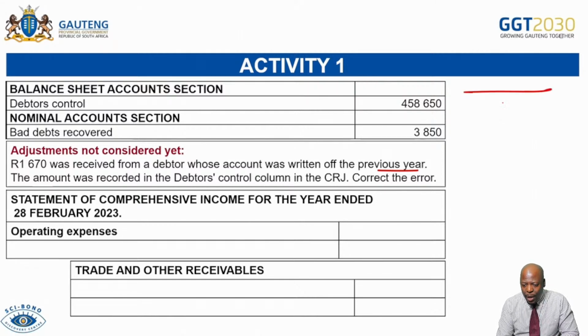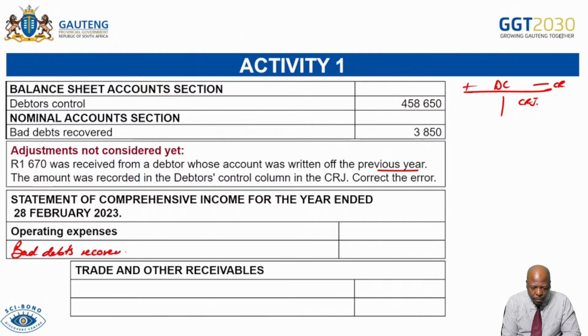That means if I'm to look at my debtor's control, here's the plus, here's the minus. We recorded it in the CRJ. Your CRJ would be here. So we recorded it on the credit side. Then they say correct the error. That means we subtracted it from our debtor's control. To correct that, what you're going to do is that money, we call it bad debts recovered. So I'm going to come here and I'm going to say this is bad debts recovered. And I open my bracket and I have my 3,850. And I'm going to now say the amount was 1,670. I record it here plus 1,670.